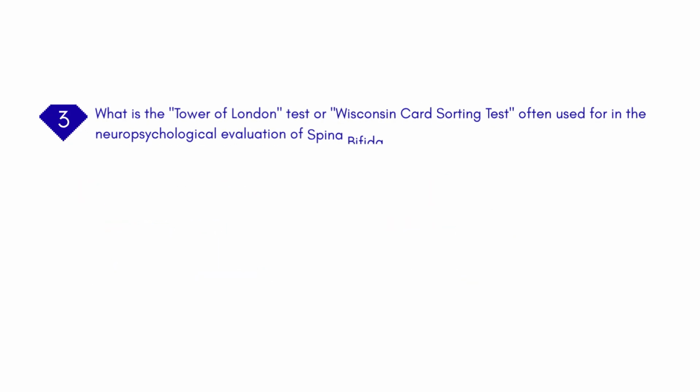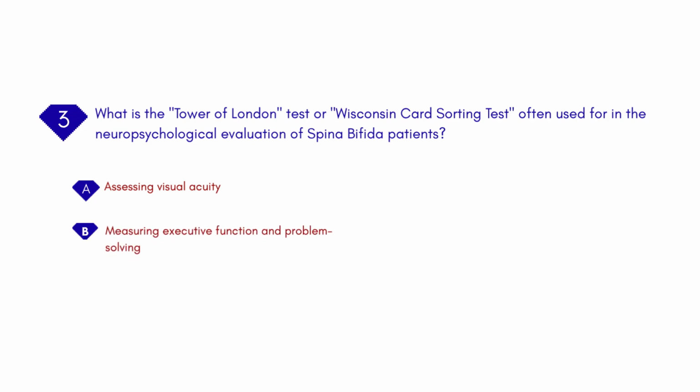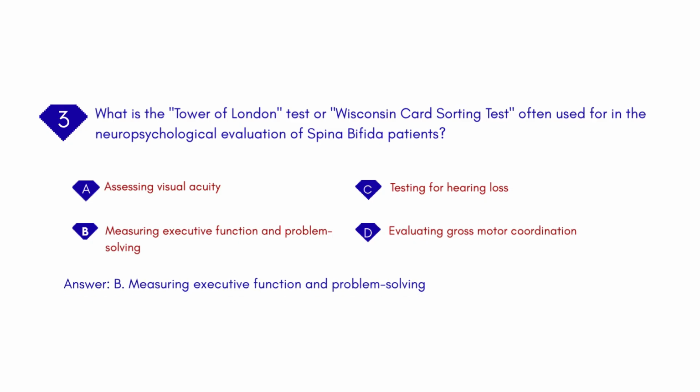What is the Tower of London test or Wisconsin card sorting test often used for in the neuropsychological evaluation of spina bifida patients? A. Assessing visual acuity. B. Measuring executive function and problem solving. C. Testing for hearing loss. D. Evaluating gross motor coordination. Answer: B. Measuring executive function and problem solving.